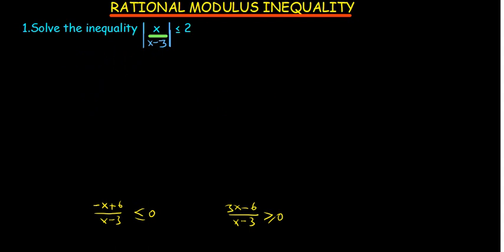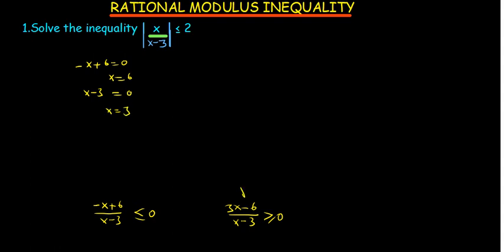Starting with this one side, if I get what's on top, I equate to 0. Negative x plus 6 is equal to 0. I'm going to find that I'll take x this side, it will become positive. So 6 is going to be equal to x, or x is equal to 6. And then I equate what's down to 0, that will be x minus 3 is equal to 0. That will give us x being equal to a positive 3.